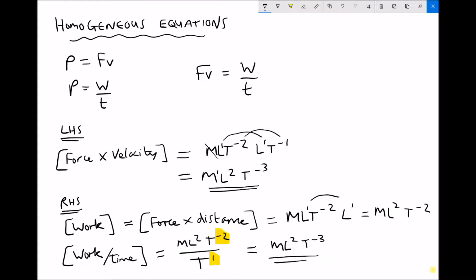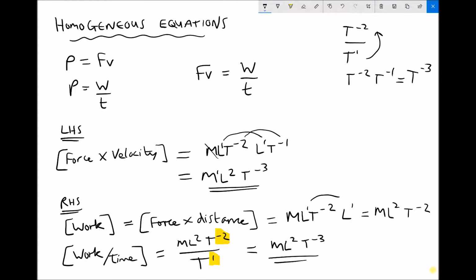Another way of thinking of what we've just done there: in the top right-hand corner, I had t to the minus 2 divided by t to the 1. I can bring the t to the 1 to the top, but it becomes t to the minus 1. So t to the minus 2, t to the minus 1. And now, because we're multiplying those two together, we're adding the indices to give us t to the minus 3.